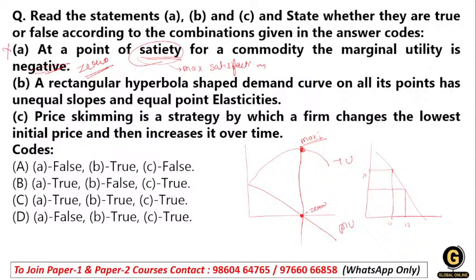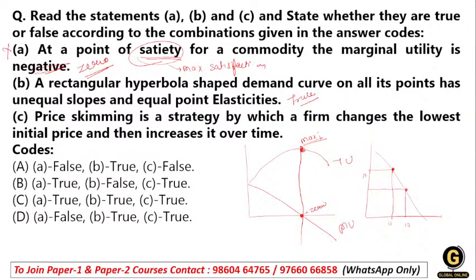So in the rectangular hyperbolic curve, points have unequal slope but equal point elasticity. The slope of the curve varies but the elasticity remains constant. Your slope is flexible, but your point elasticity is static and will not change. So this is a true statement.